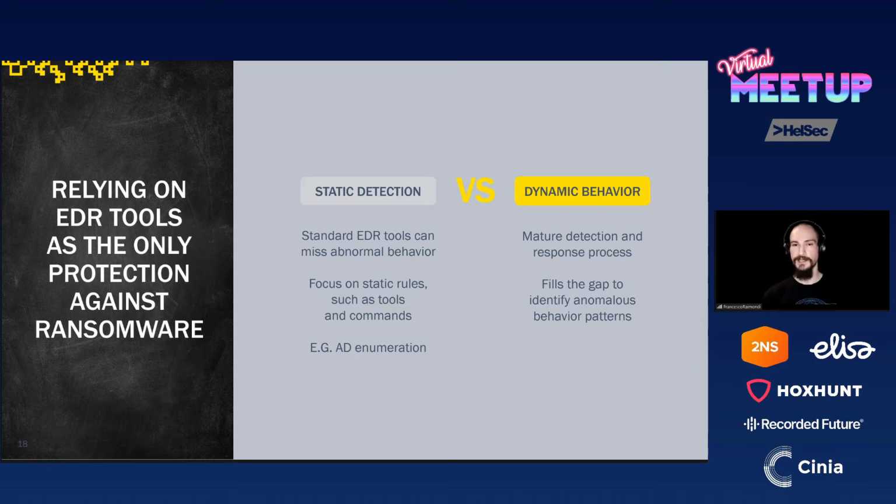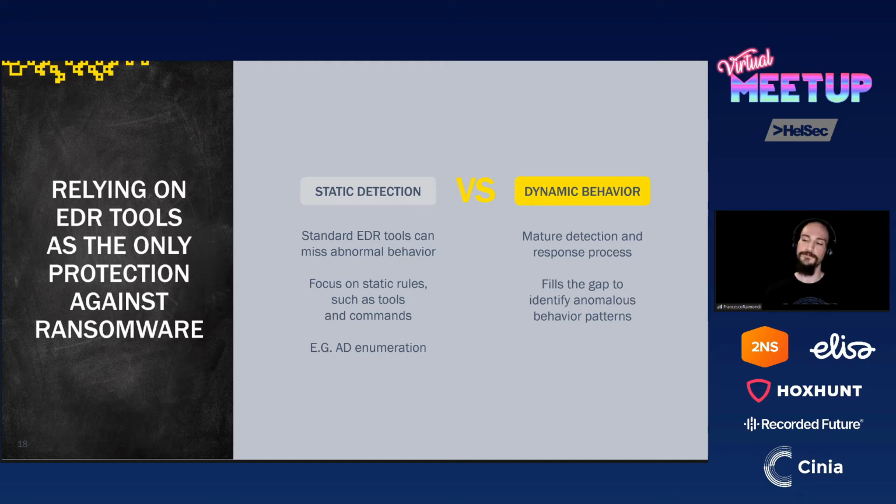So if we take, for example, Active Directory enumeration, just as an example, there are a lot of ways that you can use to perform Active Directory enumeration. So focusing on every single tool or technique that you can use to achieve that objective is definitely not feasible and not a very smart approach. A much better approach, which is essentially what we try to do, is to instead focus on the dynamic behaviors and patterns. So if we can somehow shift the focus to identifying anomalous behavior, then we can develop a much more mature security posture.